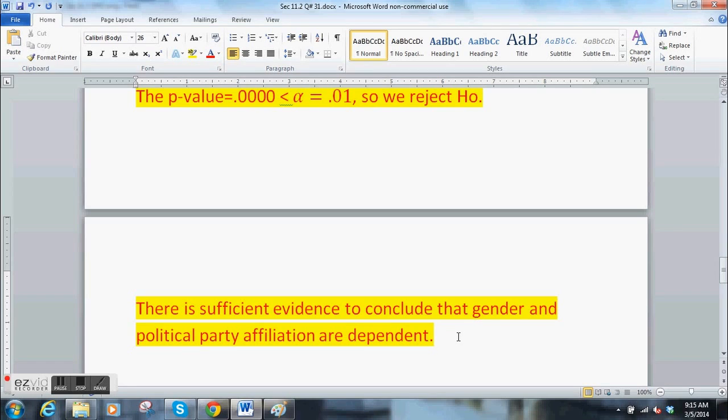Notice we're stopping there, we're not saying, therefore all men are Republicans, darn them, or all women are crazy bleeding heart liberals. You don't add that much opinion. You're supposed to keep it really neutral and say there is sufficient evidence to conclude that gender and political party affiliation are dependent. And you stop right there and let the comments flow in from your radical study.